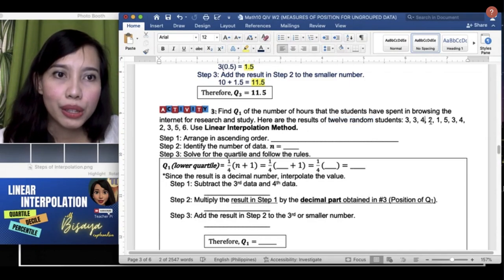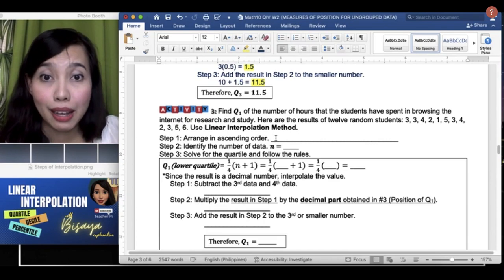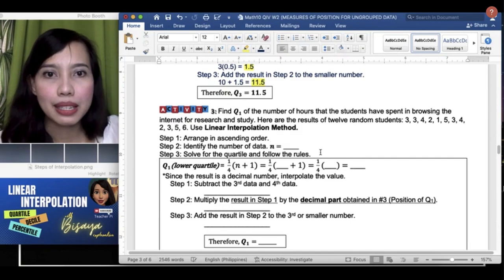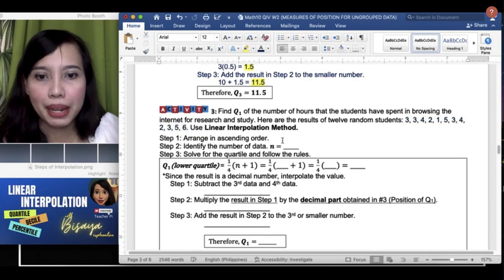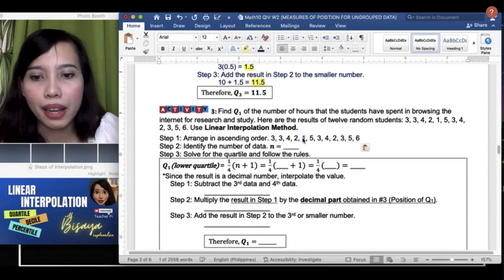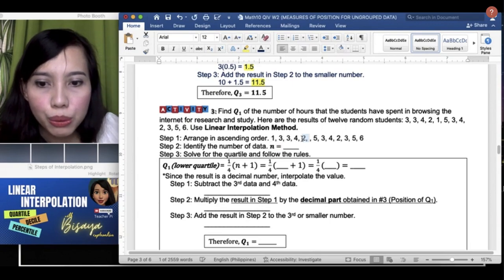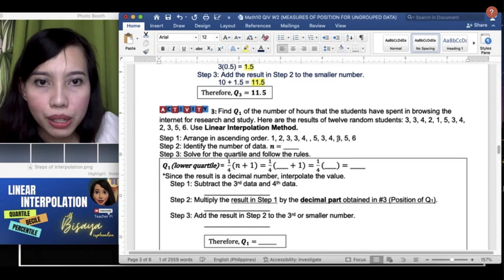3, 3, 4, 2, 1, 5, 3, 4, 2, 3, 5, 6. Use linear interpolation method. Okay, step 1, we have to arrange it in ascending order. I'm going to erase this and arrange them in ascending order. Let me just copy and paste it here. Okay, then nakuha siyang i-arrange. 1 ang pinakagamay. Followed by 2. Pila na siya. 2. And then another 2 here.